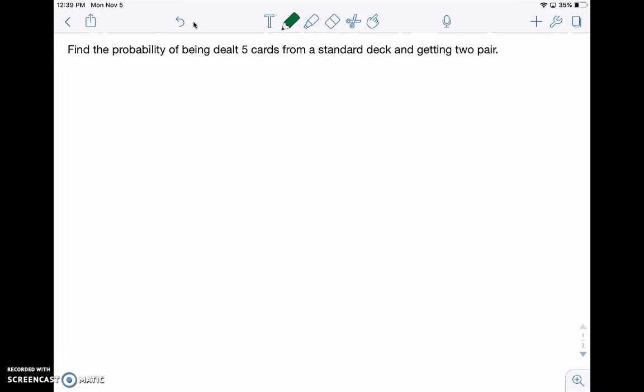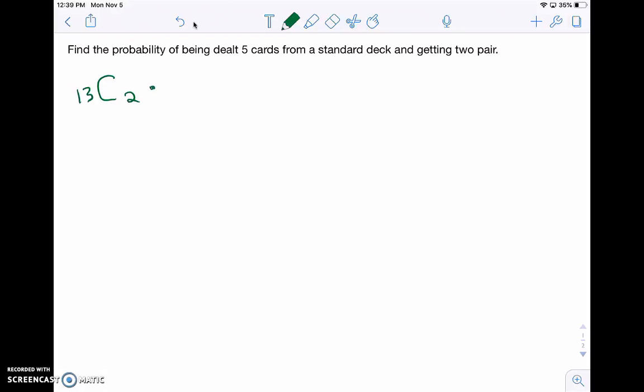So when we're looking at getting our 2 pair, the first thing we need to do is choose the values of the 2 pair. There are 13 values to choose from, and we need to choose 2. So we're going to do 13 combinations of 2, or you can say 13 choose 2. This is using the nCr function, and that will choose 2 values out of the 13.